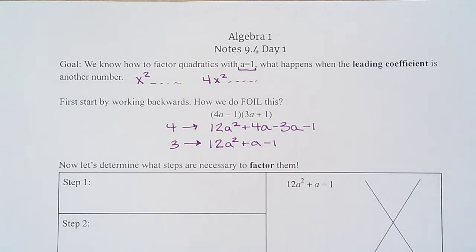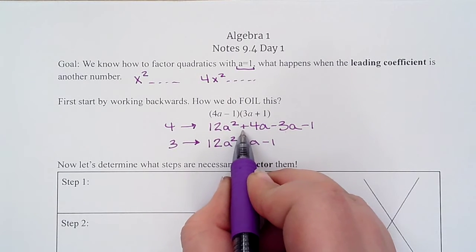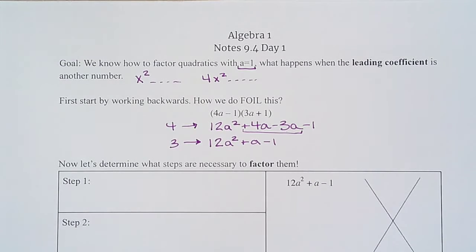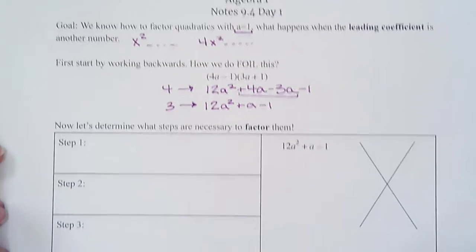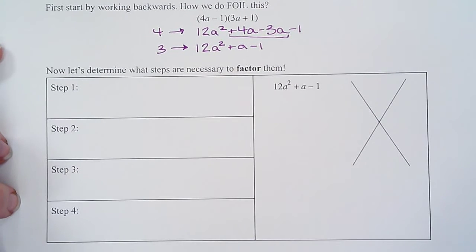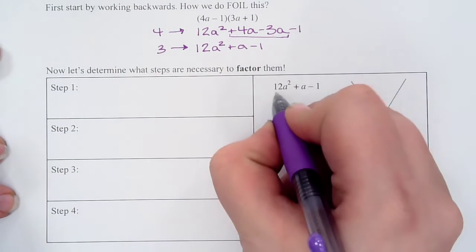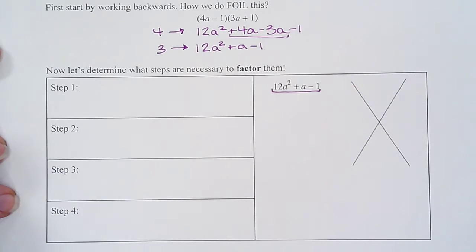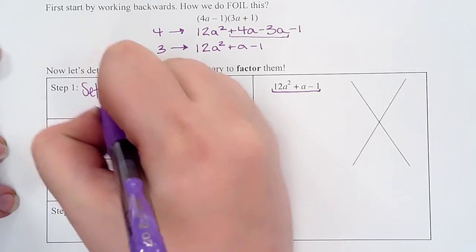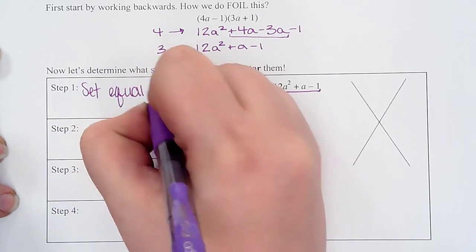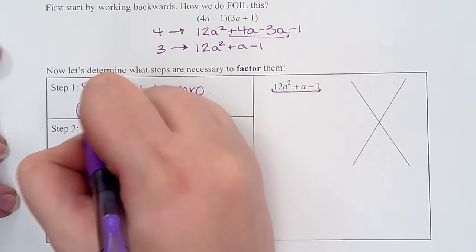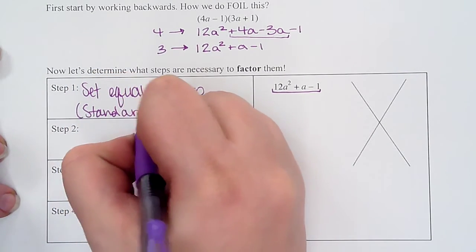So let's now learn how to factor these and how to break it up into these middle terms so that we can unFOIL, or how to factor these. So step 1, I need to set it equal to 0 the same way that I have been doing up to this point. I need to make sure that all of my terms are on one side of my equation. So set equal to 0 and combine like terms. So make sure it's in standard form.